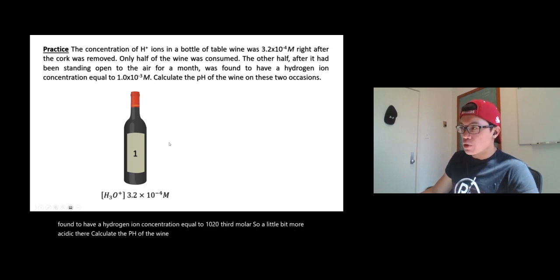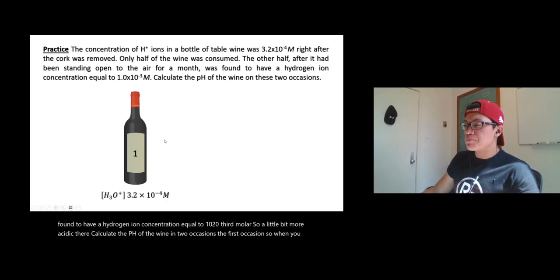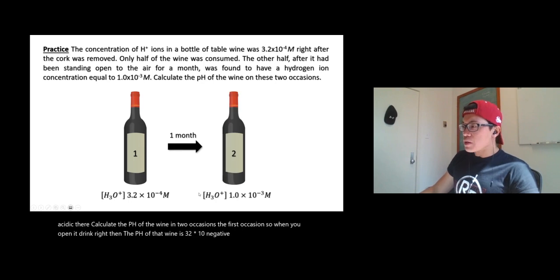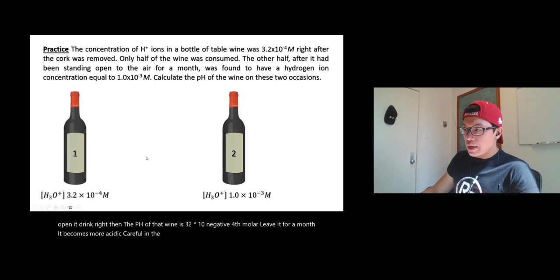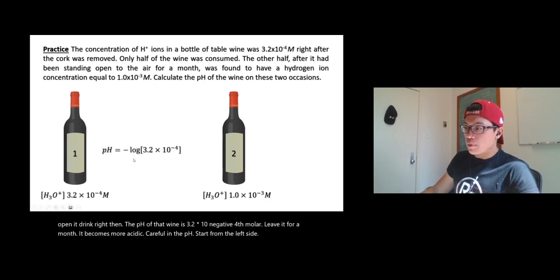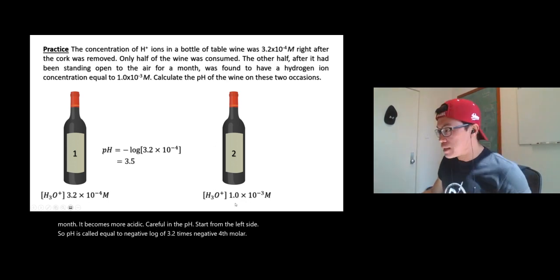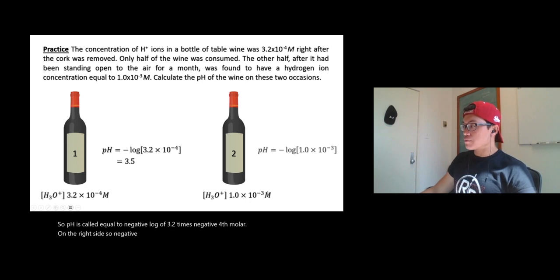The first occasion, when you open it and drink right then, the hydrogen ion concentration of that wine is 3.2 times 10 to the negative 4th molar. Leave it for a month, it becomes more acidic. Calculate the pH. Start from the left side. pH is equal to negative log of 3.2 times 10 to the negative 4th molar. Ta-da, 3.5. On the right side, negative log of 10 to the negative third, 3.